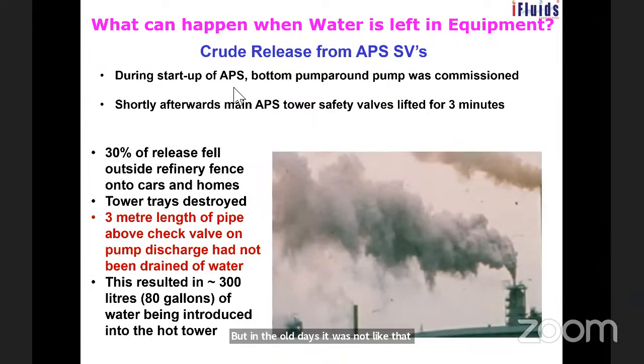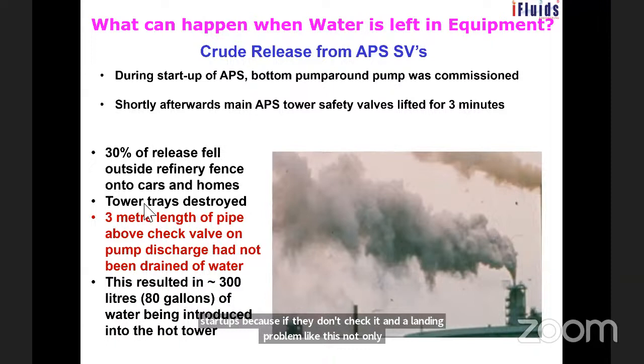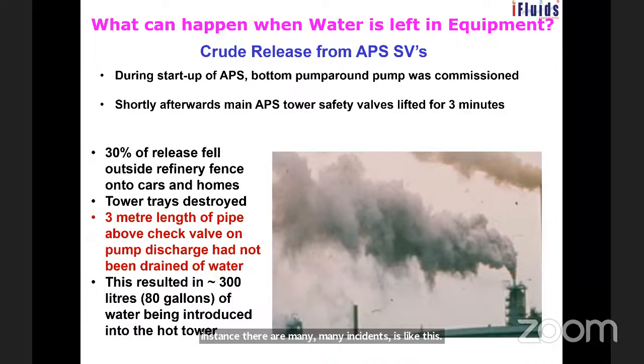And during startup, the APL bottom pump was commissioned. Shortly afterwards, the APS tower safety valves lifted. A 3-meter length of pipe above the check valve on the pump discharge had not been drained of water. This is one of the main causes in many startups, because if they don't check it, they land in problems like this. Not only this incident, there are many incidents like this. It happened in a crude unit, and in an FCC in India some years back, and 3 people died.